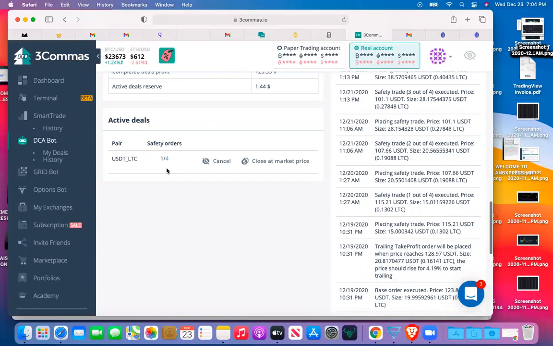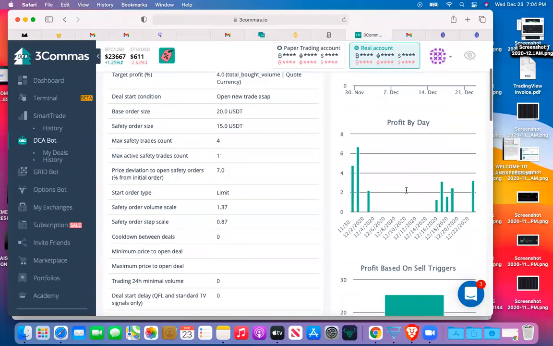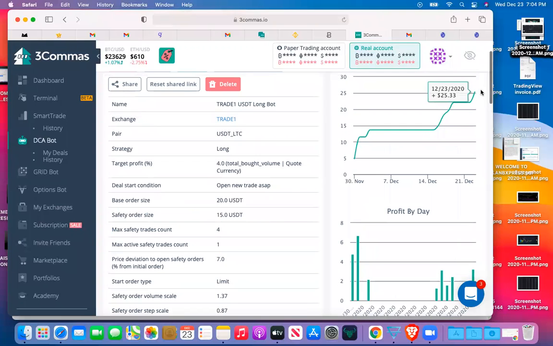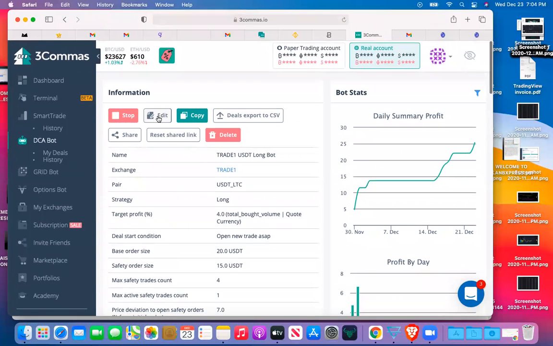Now, this coin has only done one safety trade. That is, this coin has refused to drop unnecessarily. So it has been trading with just my base order and $15. So it has been trading with $35. Yeah, that's what it means. $35 is what it has been trading with. But look at my percent, 4%, $35. And so far, it has made $25. $20 is my base size. Look at it. Let me show you guys here.